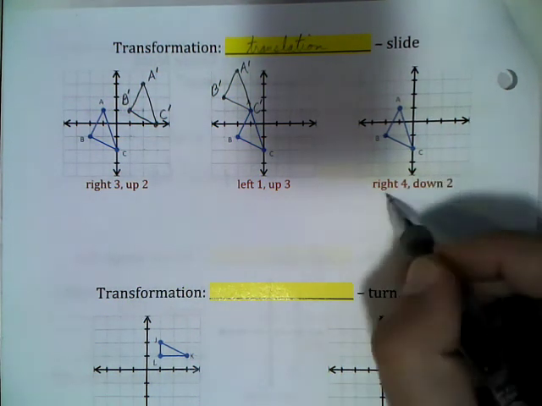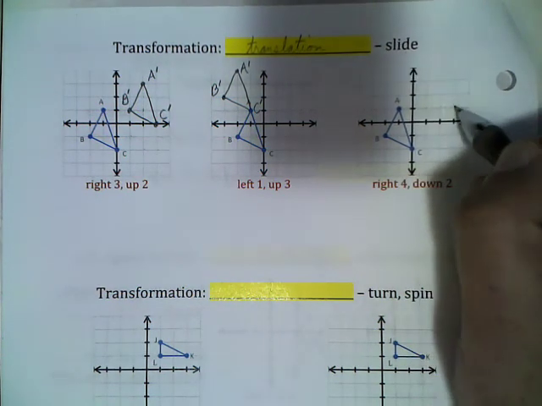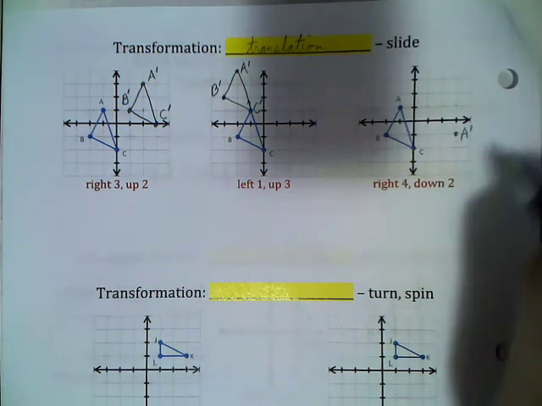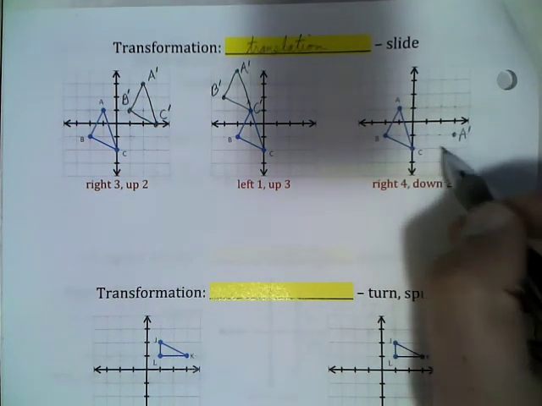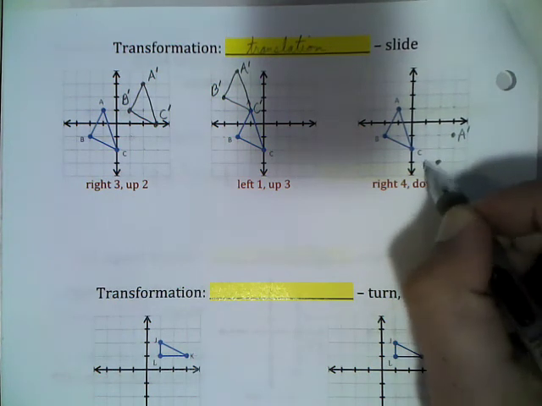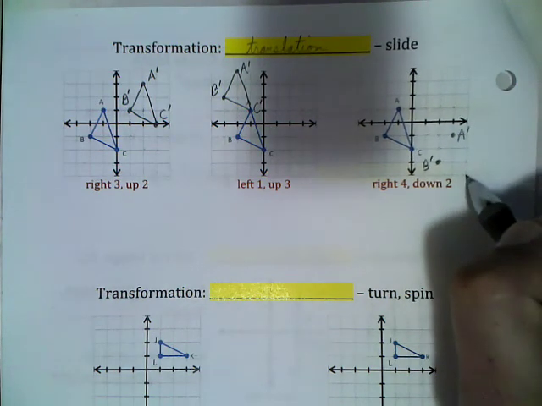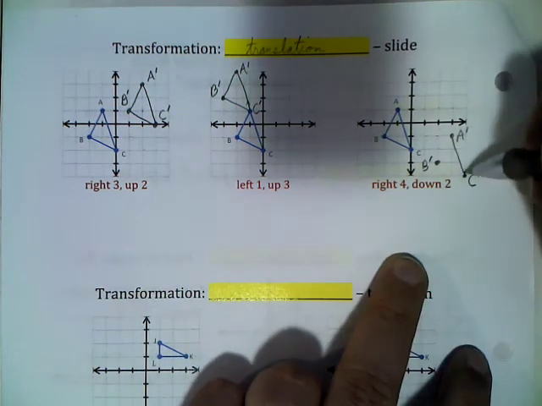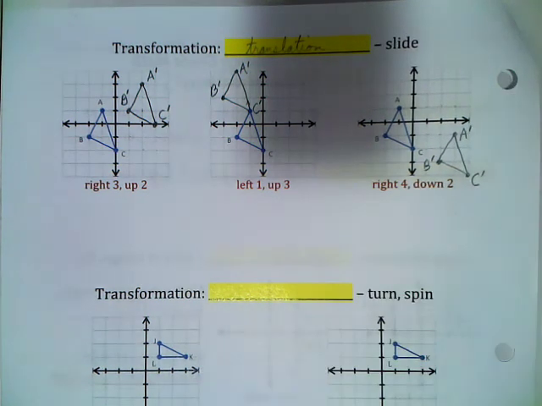And last one, we're going to go right 4 and down 2. So 1, 2, 3, 4 to the right, and 1, 2 down. That's my A prime. So B, 1, 2, 3, 4 to the right, and 1, 2 down. So that's my B prime. Finally C, 1, 2, 3, 4 to the right, and 1, 2 down. There's my C prime. And connect the dots. And that, ladies and gentlemen, is a transformation.